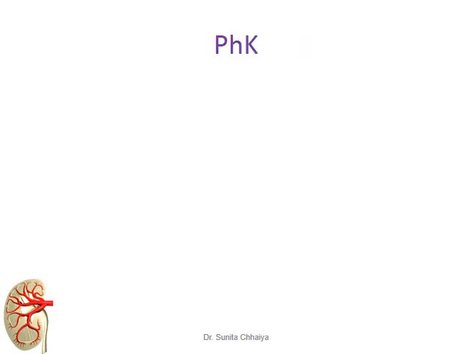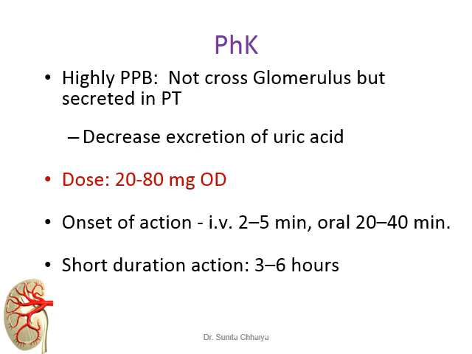Its pharmacokinetic parameters. Furosemide is a highly plasma protein bound drug, so it cannot easily cross the glomerular membrane. To get inside the tubular fluid, it uses a specific transport pump. It is secreted by the transport pump which is used by uric acid. So there is a competition between uric acid and furosemide for the same transport pump, and due to that they can decrease the elimination of uric acid and produce hyperuricemia.